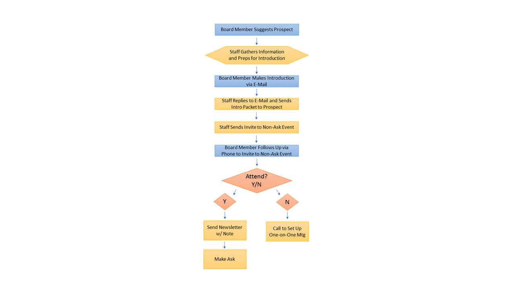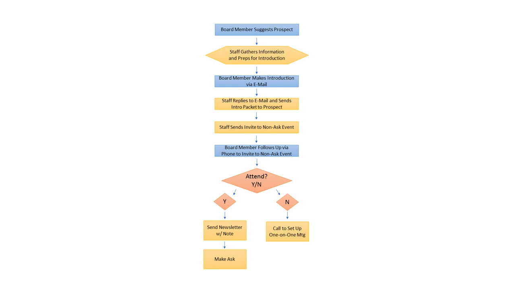The board member might suggest a prospect to your staff. The staff then does its job. It gathers information and researches the capacity of the prospect and prepares for an introduction. The board member then takes action. He or she makes an introduction via email, CCing the staff member. The staff member replies to the email and also sends an introductory packet, perhaps electronically, to the prospect.